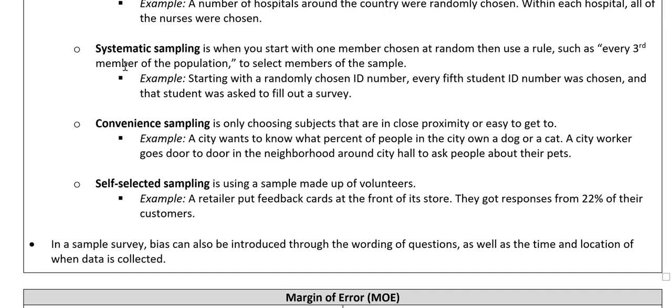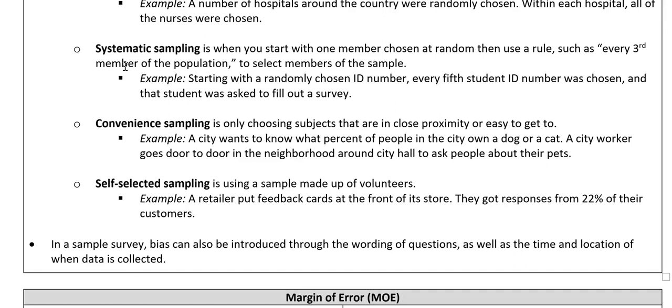Okay, so convenience sampling is only choosing subjects that are in close proximity or easy to get to. So for example, a city wants to know what percent of people in the city own a dog or cat. A city worker might go door to door in the neighborhood that's close to City Hall to ask people about their pets. That may not be representative of the entire city because maybe where City Hall is, only certain people live there. So that one is not going to be as bias free as our other previous sampling measures.